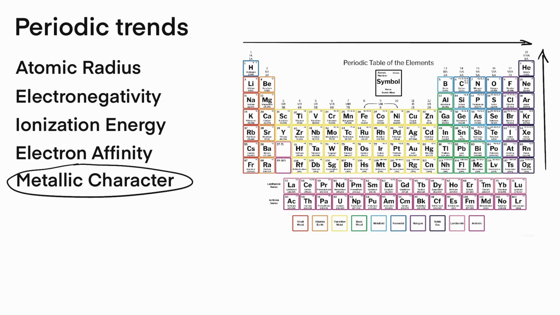And we have metallic character, the last trend. It's how readily an atom loses electrons. The metallic character increases from right to left because valence electrons will be separated from the nucleus more easily. It also increases from the top of a group to the bottom because of the increasing atomic size.